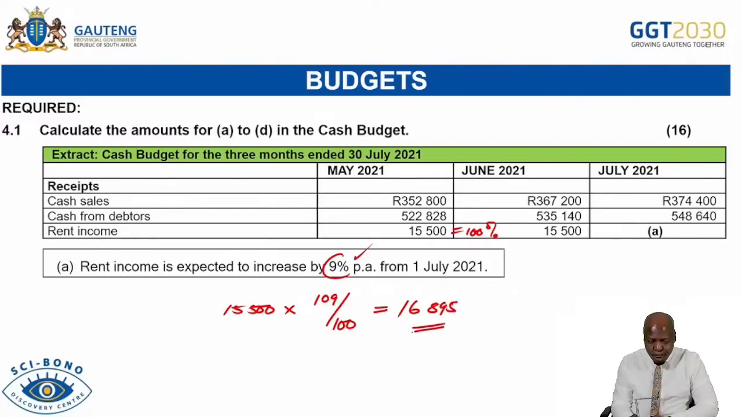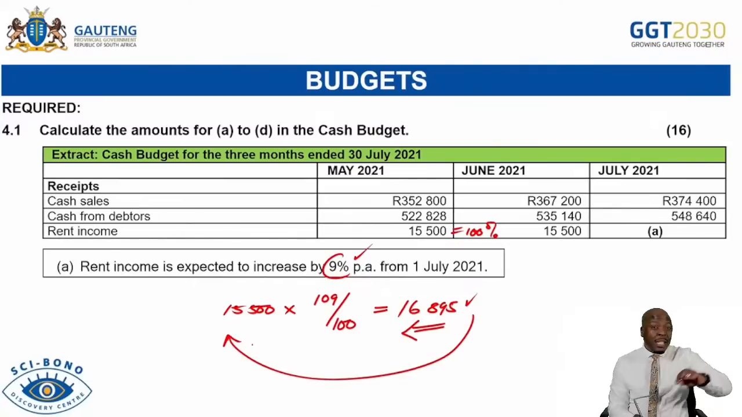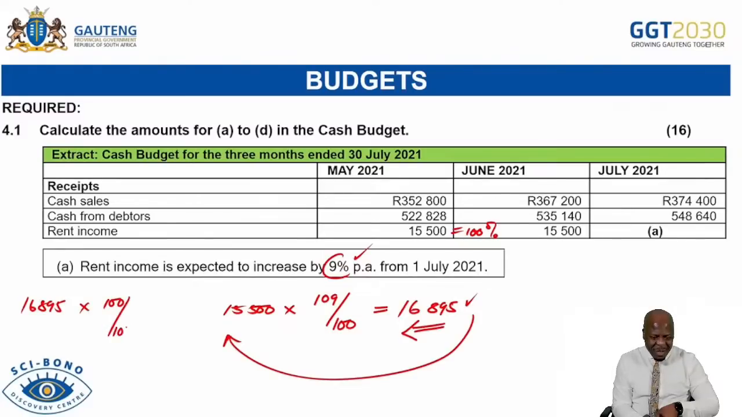You must be able to calculate from the 16,895 coming back to the 15,500. The reversal of it is also of great importance. Make sure you do these reverse calculations. When you're given the amount already after increase, are you able to come back to the amount before increase? It simply means you are going to say your 16,895 multiply by 100 over 109, and it will take you back to your 15,500. We good? All right, let's go on to B.